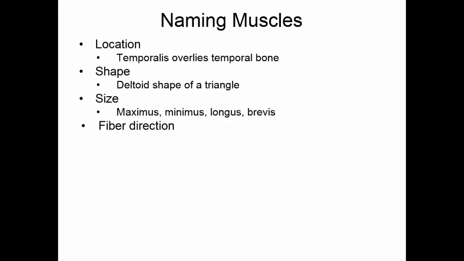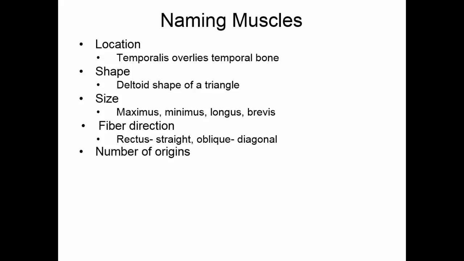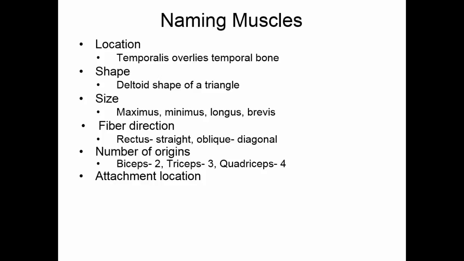We can also talk about fiber direction. Rectus fibers run straight, oblique fibers run diagonally. Muscles may have more than one origin, and we may use that as part of the name. Biceps has 2 origins, triceps 3, quadriceps 4. The attachment location is always very helpful when naming a muscle.